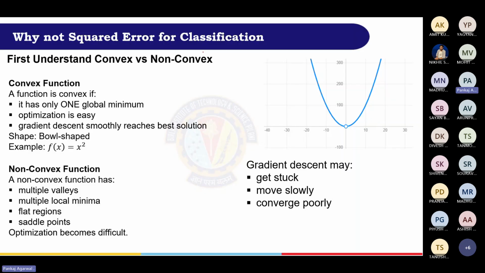Then I also explained why squared error for classification will not work.